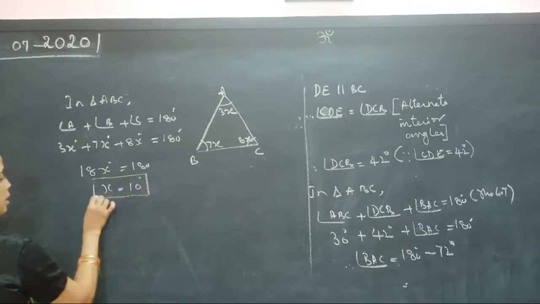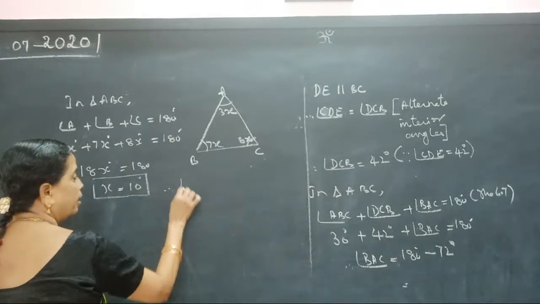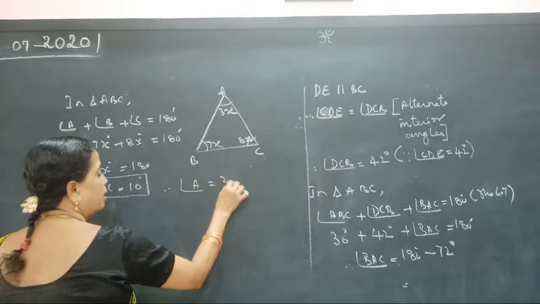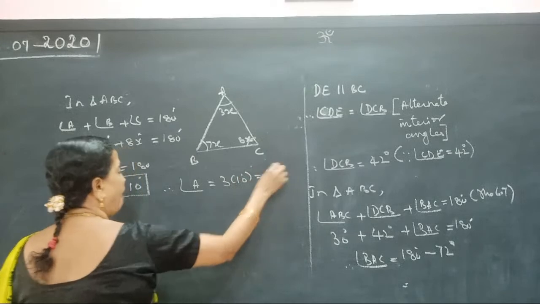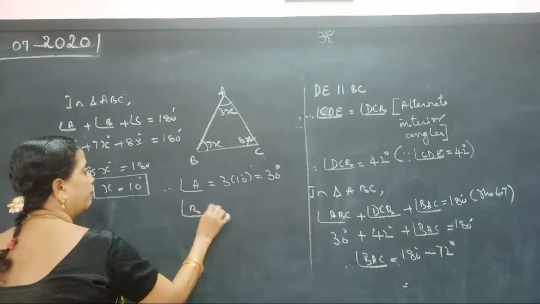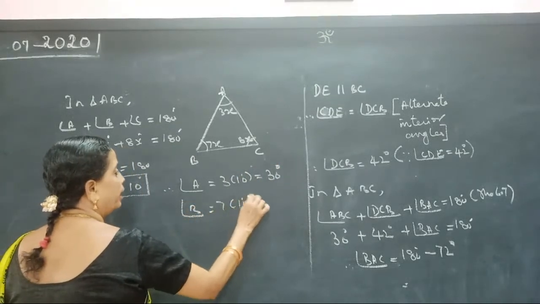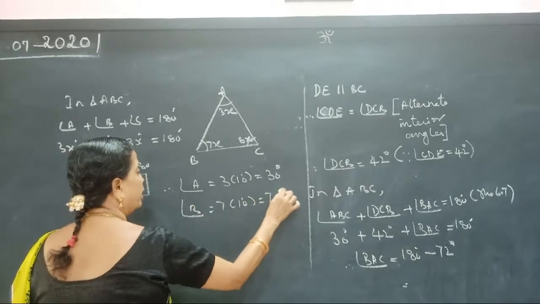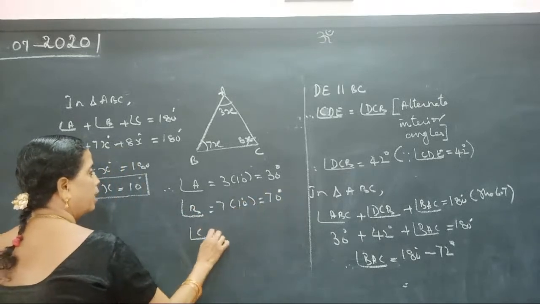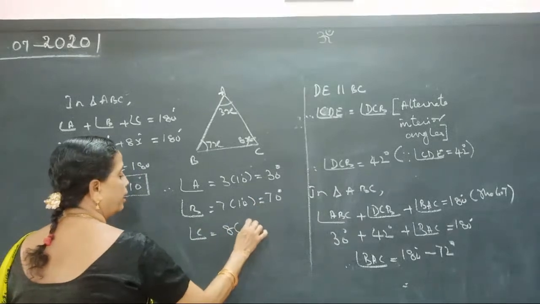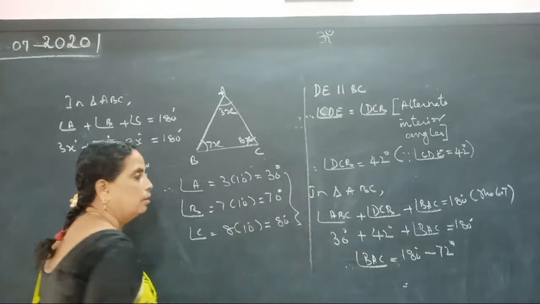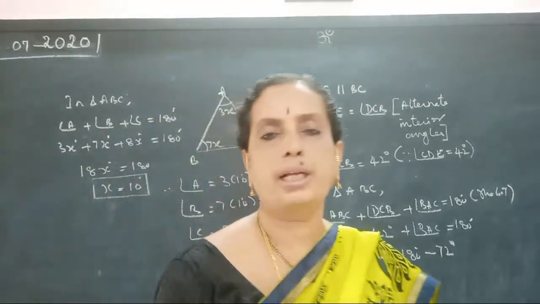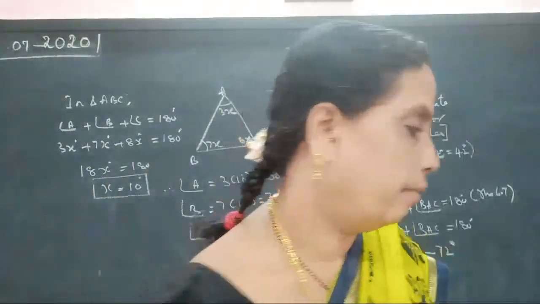After getting x equals 10 degree, then you write, therefore angle A equals 3 into 10 degree, 30 degree. Angle B equals 7 into 10 degree is 70 degree. Angle C equals 8 into 10 degree equals 80 degree. These are the angles of the triangle. Very good, Divya. Very good.